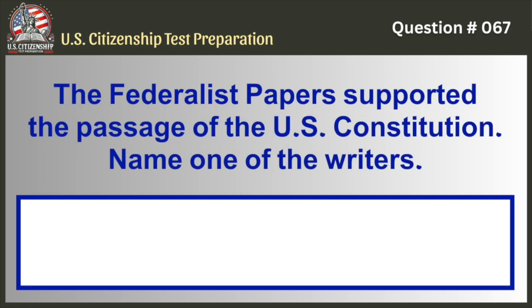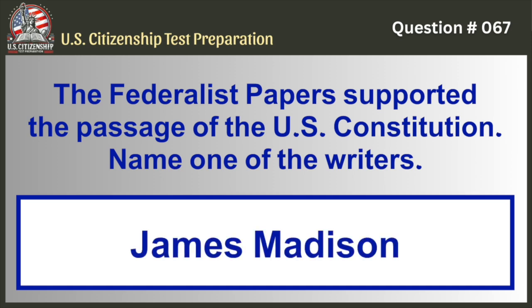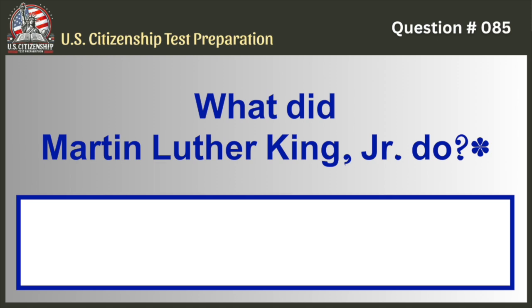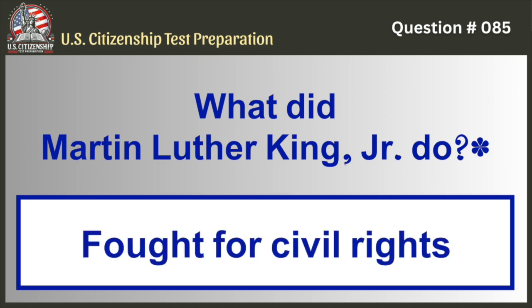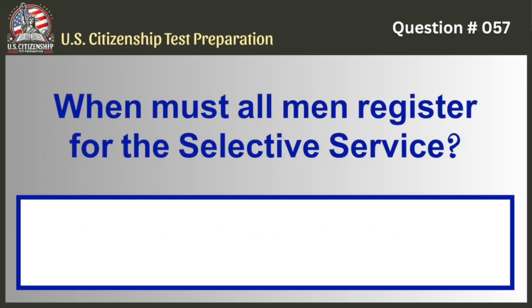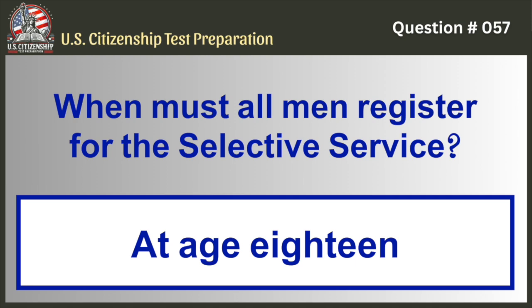The Federalist Papers supported the passage of the U.S. Constitution. Name one of the writers. James Madison. What did Martin Luther King Jr. do? Fought for civil rights. When must all men register for the Selective Service? At age 18.